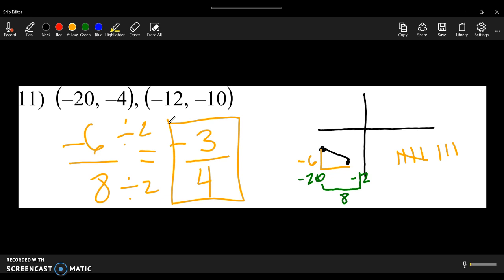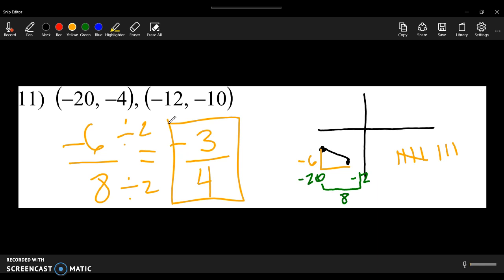For slopes, we always want to leave it in the best simplified form because we just want to be all on the same page when we're talking about things so that people don't go, oh, -6/8 is different than -3/4. No, it's the same answer. We just simplify them to make everything nice and easier. So that's how you find slopes.